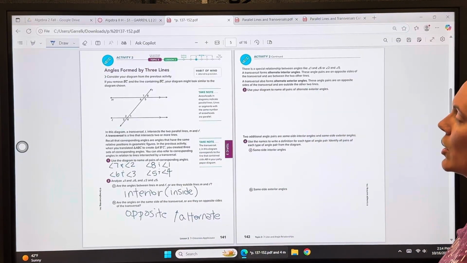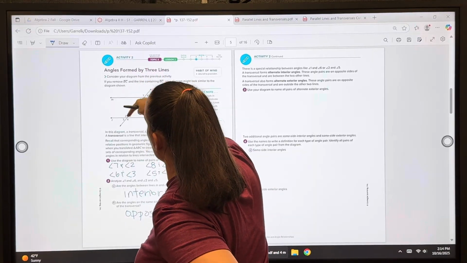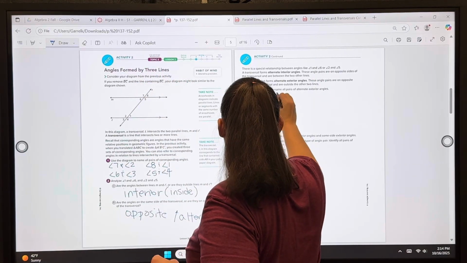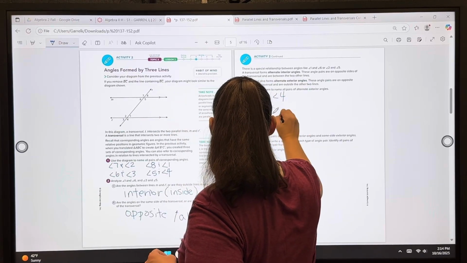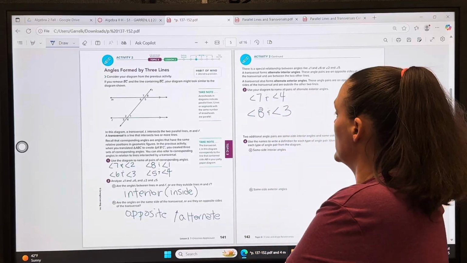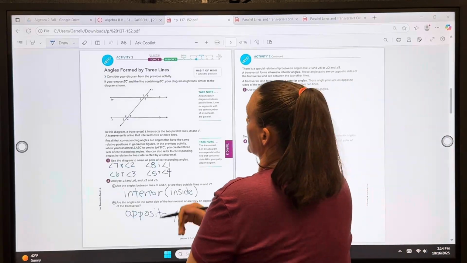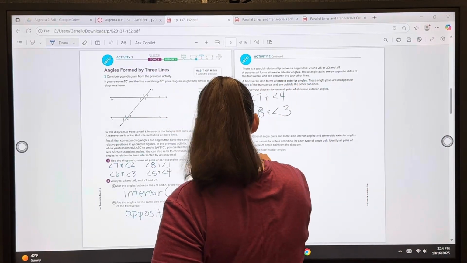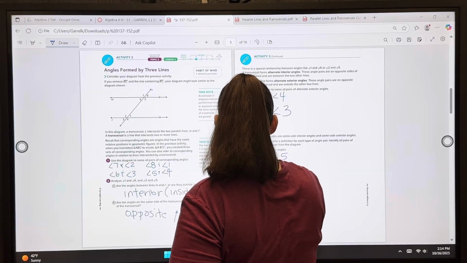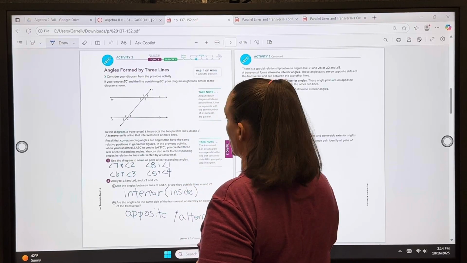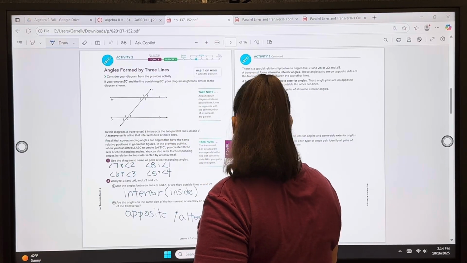All right, so the alternate exterior angles would be on opposite sides but outside the lines. So 7 and 4 and 8 and 3. Same side interior, same side exterior. So same side interior, same side between, is 5 and 1 and 6 and 2. Exterior, same side, 8 and 4 and 3 and 7.